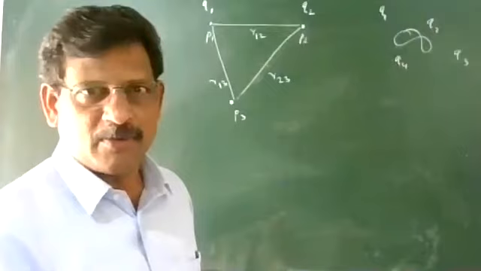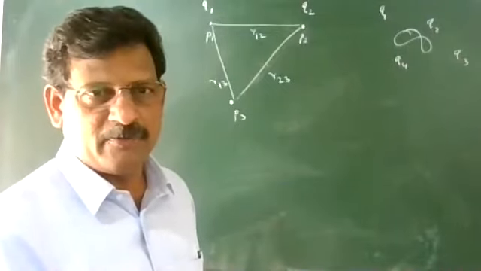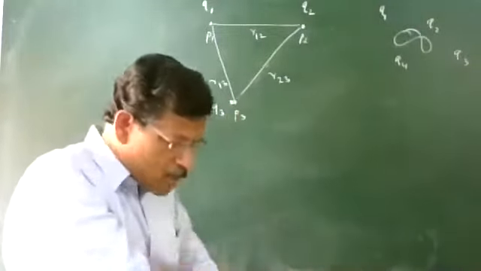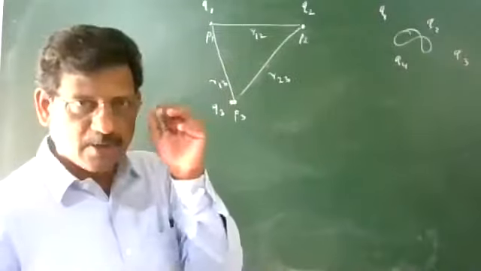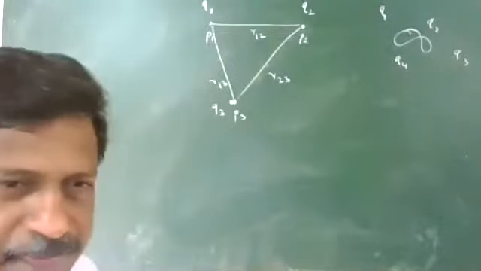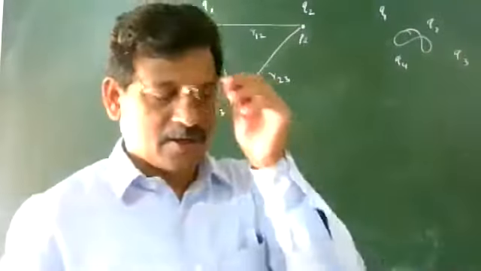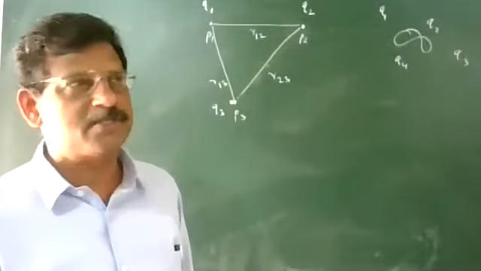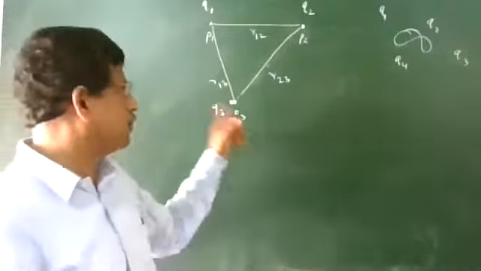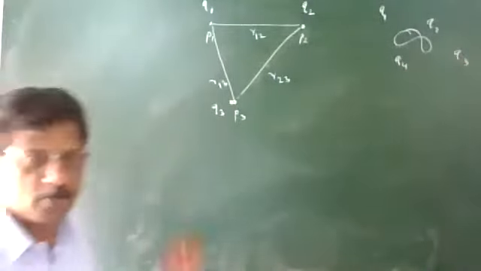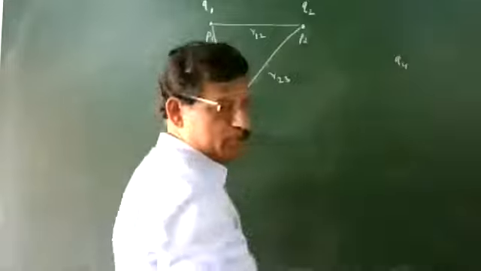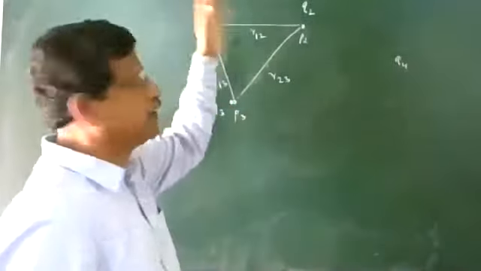Can you tell me what is the work done for bringing Q3 from infinity to the point P3? Can you tell me the equation? K Q1 Q3 divided by R13 plus K Q2 Q3 divided by R23. So the third charge has also reached the point P3. Now only you have the charge Q4. So these steps are exactly same for Q1, Q2, Q3.